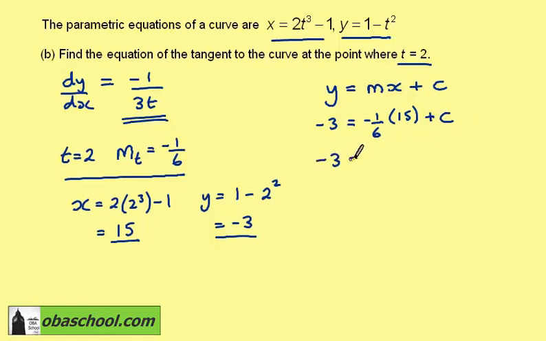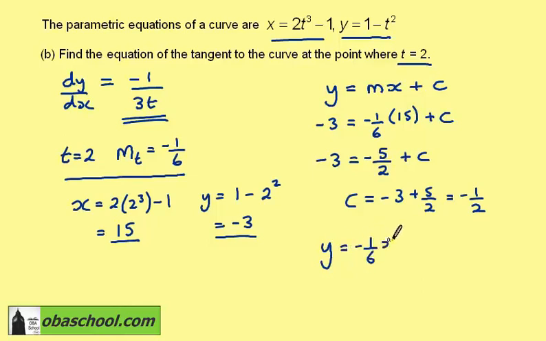So minus 3 equals minus 1/6 times 15, and 15 and 6 will cancel, so this will become minus 5 over 2. And then c is going to be minus 3 plus 5 over 2, which is minus 1/2. So the equation of our tangent is y equals minus 1/6 x, take away 1/2.